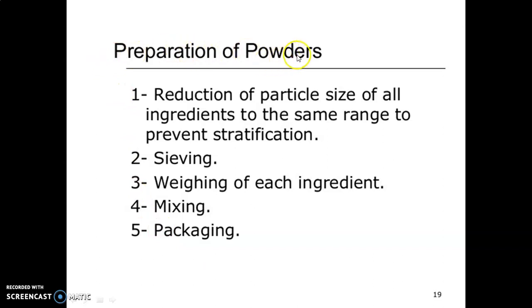Preparation of powders. It involves a total of 5 steps which are as follows. First, reduction of particle size of all ingredients to the same range to prevent stratification. Second step, sieving. Third step, weighing of each ingredient. Fourth step, mixing. And last, fifth one, packaging.